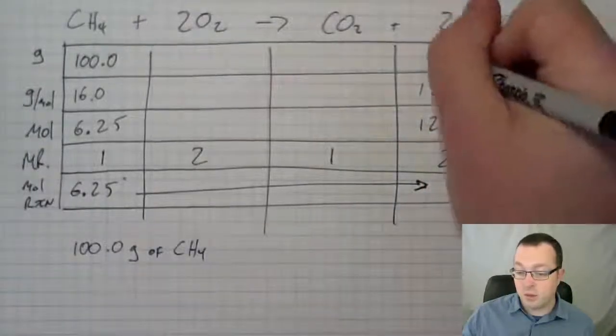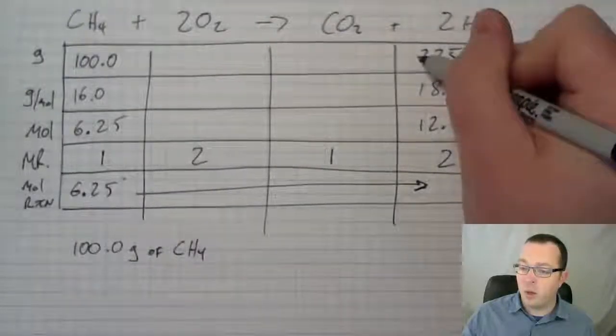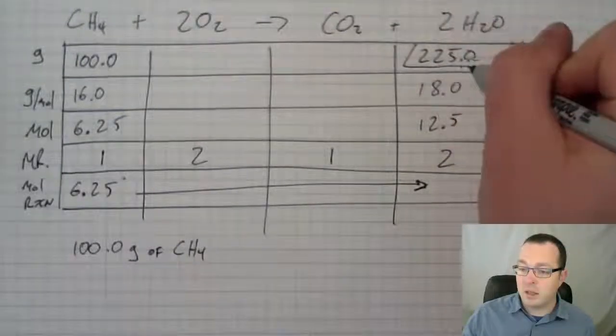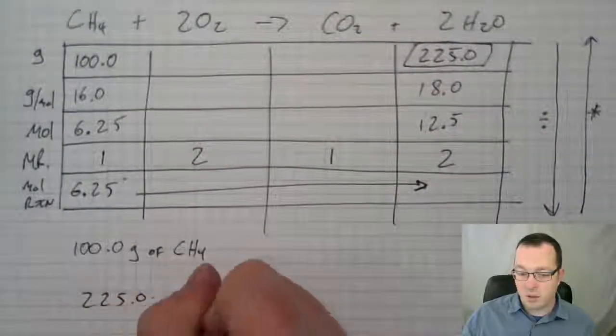So we just take the 6.25, multiply it by the 2 to get 12.5, multiply that by the 18, and we are back to getting the answer. So that was a real quick way to go through this. Oh, let's write out the answer.